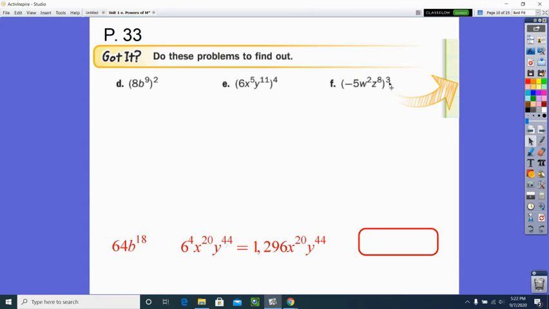This whole group is going to be raised to the 3rd. -5 to the 3rd is -125. W to the 2nd to the 3rd would be w to the 2 times 3, which is 6. And z to the 8th to the third would be z to the 24th.